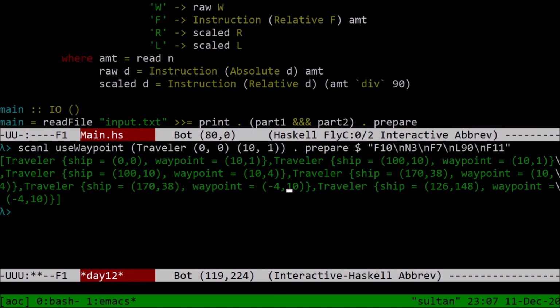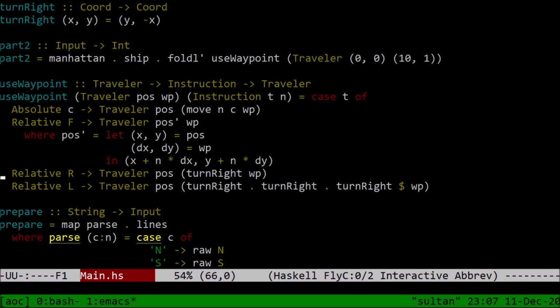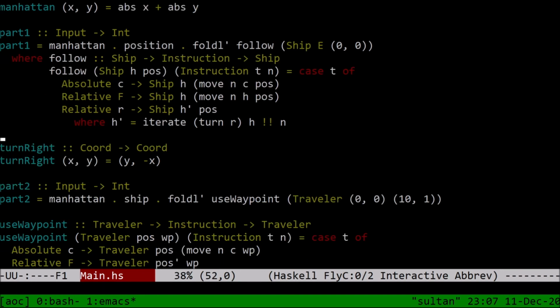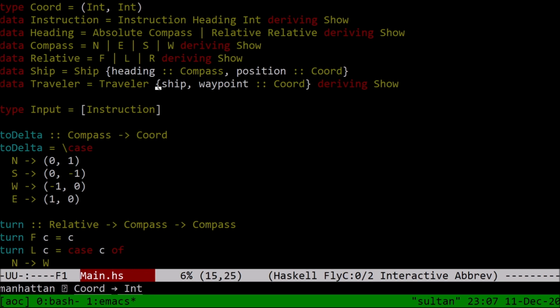Hang on. Our waypoint is 10. Yeah, subtracted 44, we're adding 110. I got confused and put a 7 in there somewhere. And that works. So what's the deal? Use waypoint looks like it's correct. Is my ship function wrong? Am I stupid? Ship and waypoint are coordinates.